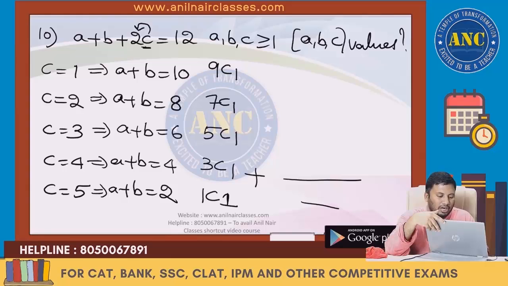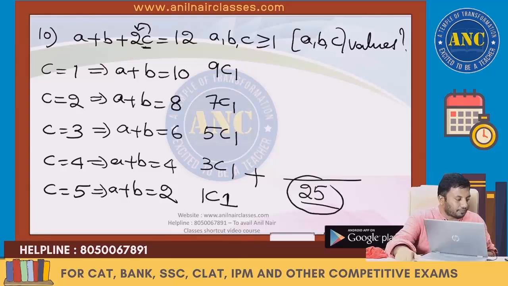Sum 1, 4, 9, 16, 25. How many values can A, B, C take? 25. Very easy if you start listening to the classes. Linear equations, integral solutions, some more deep understanding of this concept. 10th one. Then 11th one.